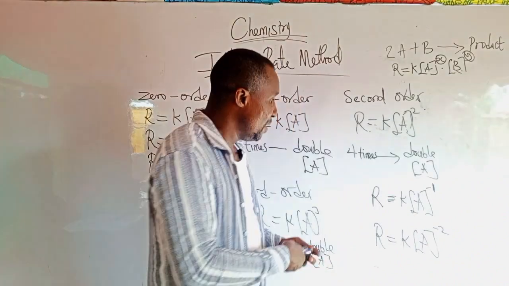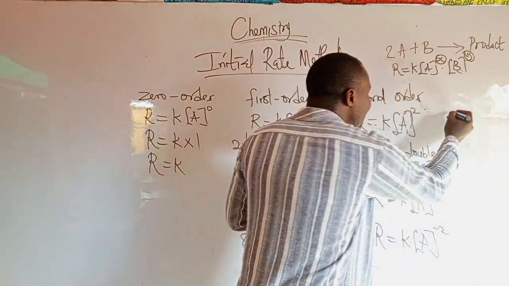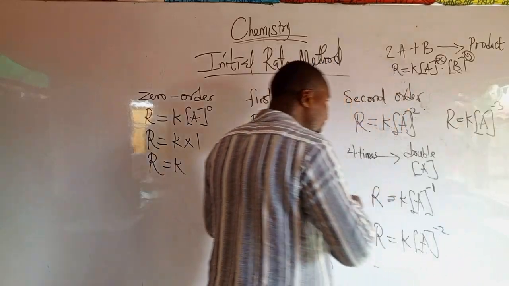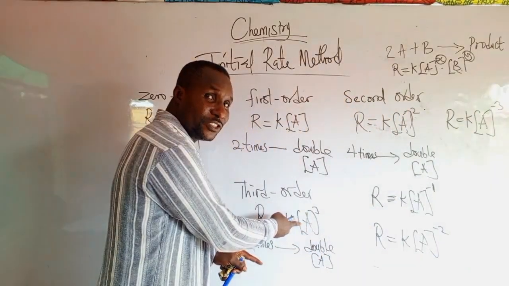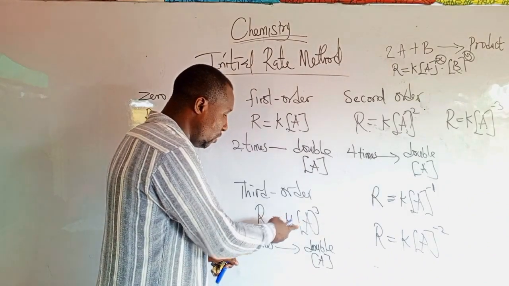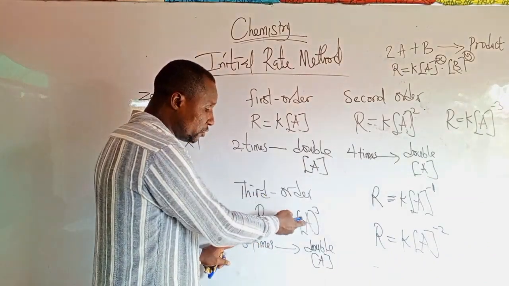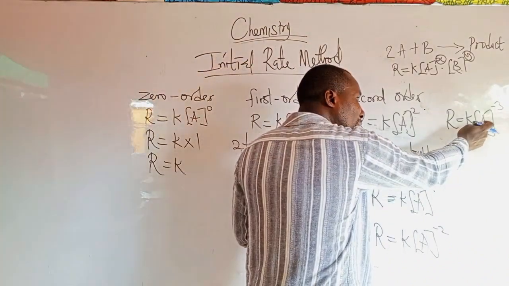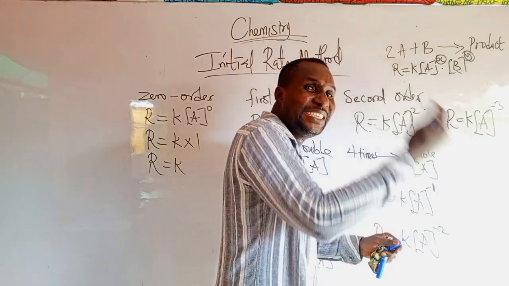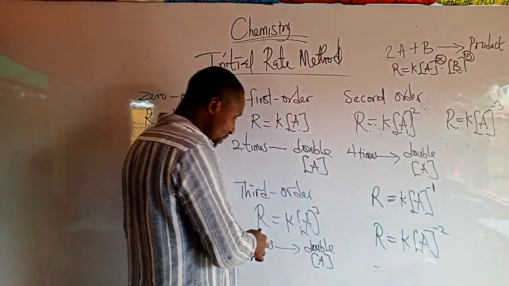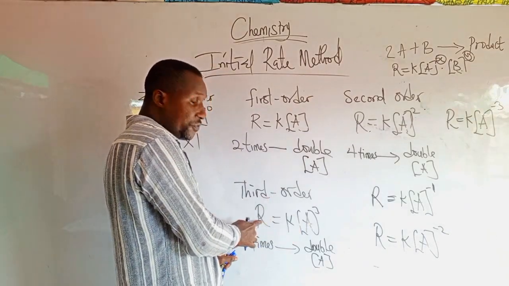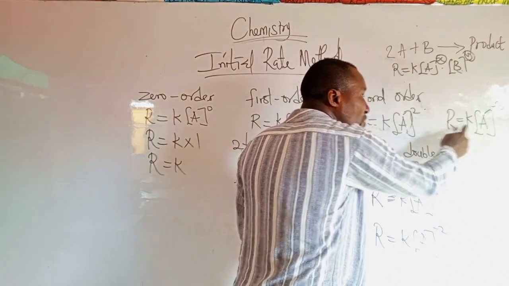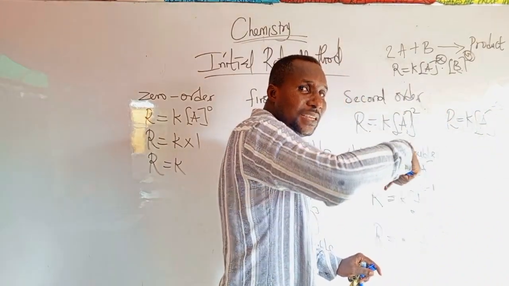Decrease 4 times. Look at this one. Please, I hope you are following. R equals K, A raised to power minus 3. In this case, when you double the concentration, what happens for third order? The rate of reaction increases 8 times. But for this one, when you double the concentration, the rate of reaction will decrease 8 times. For the third order, the rate of reaction increases 8 times, but for the inverse, it will decrease 8 times.